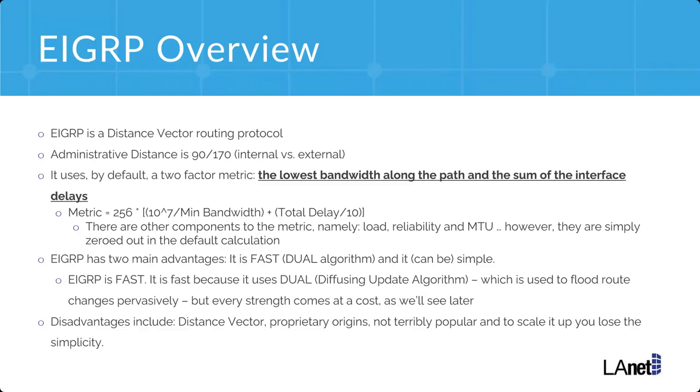Every advantage comes with disadvantages, right? So there are some disadvantages. The number one disadvantage in my mind is that it is a distance vector, which makes it kind of inherently a little less trustworthy. I definitely have a bit of a preference towards link state protocols, or BGP, which is not really link state or distance vector.